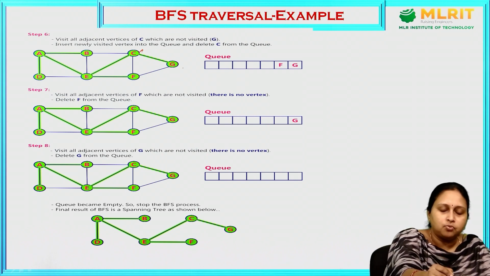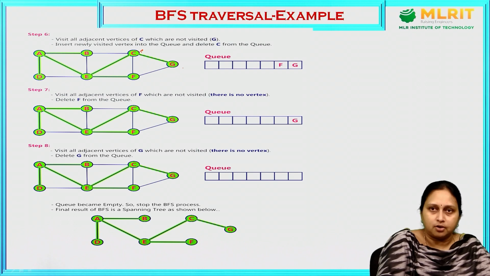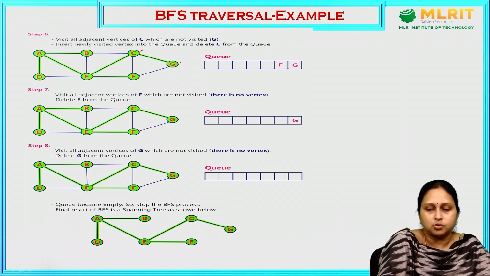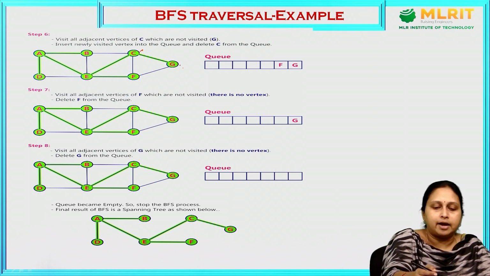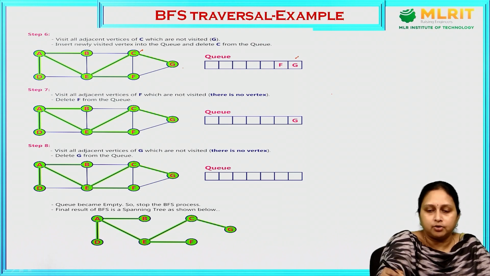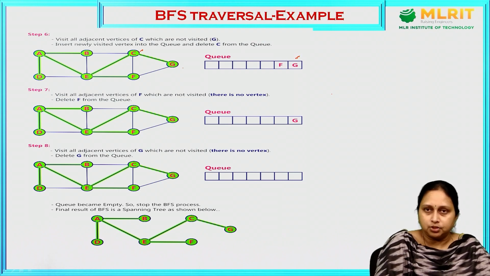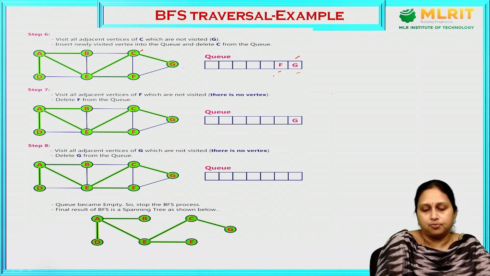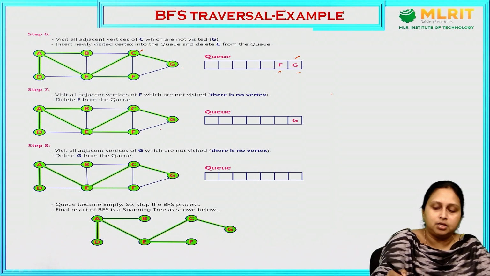From C, what are all the adjacent vertices you have? From C, you have E and G. F is already placed, right? Of C, F and G, F is already placed, so we are going to insert G into the Q, okay? After placing G, we are going to remove C first and then we are going to remove F also. And then from here you are going to have F.